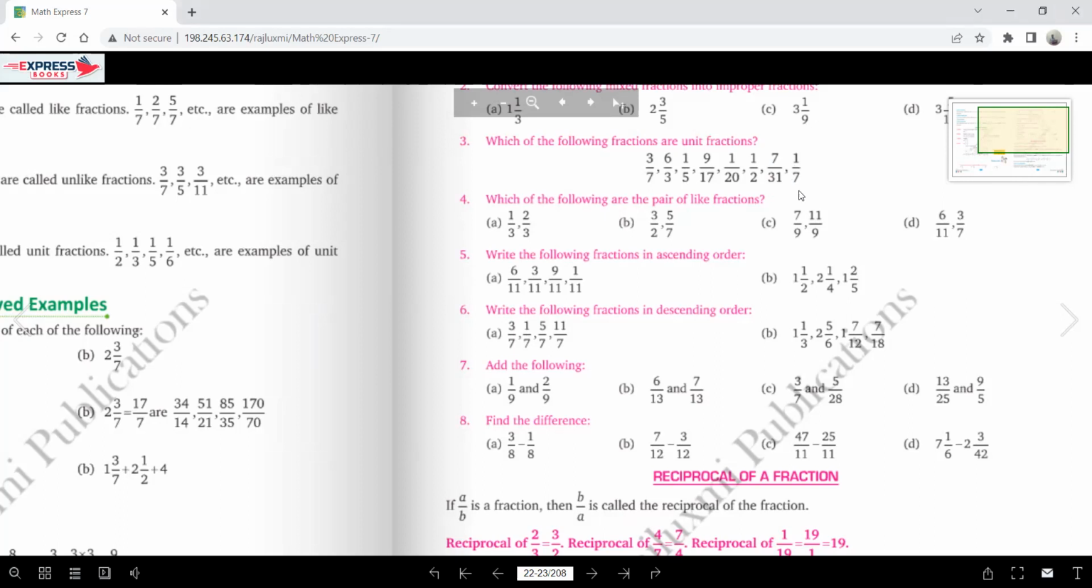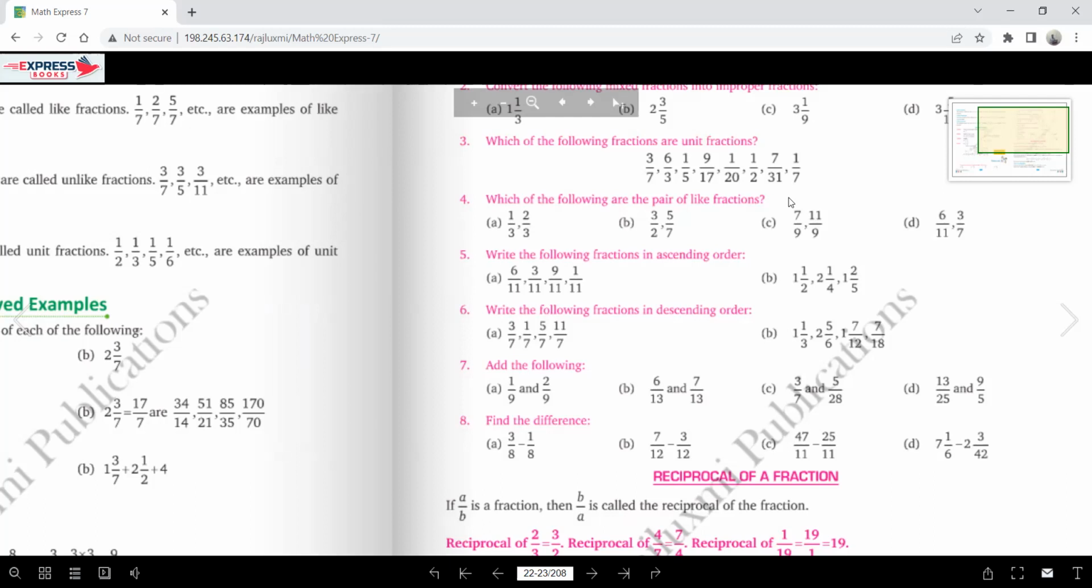So we have the following unit fractions. First is 1/5, second is 1/20, third is 1/2 and fourth is 1/7. These are the unit fractions. I hope you get the point. Yesterday I explained these things already, so I don't need to explain it more.